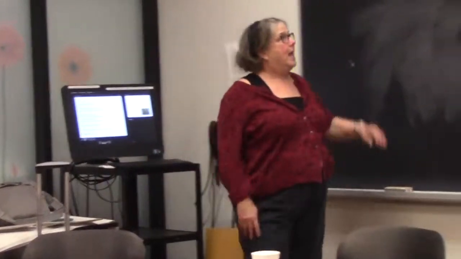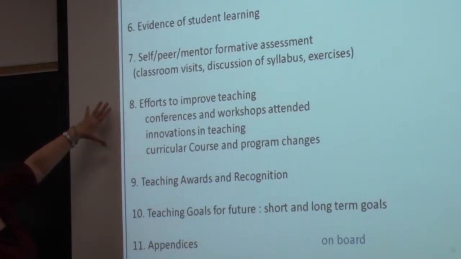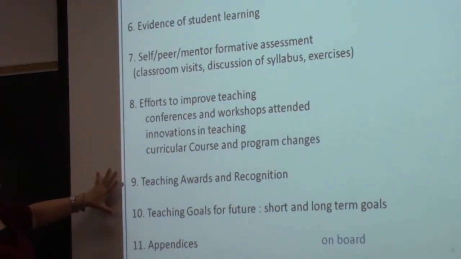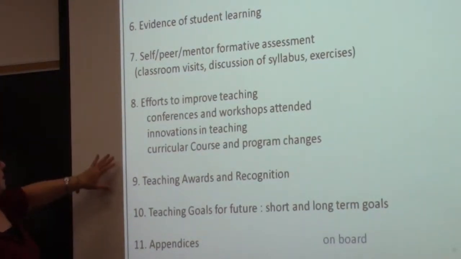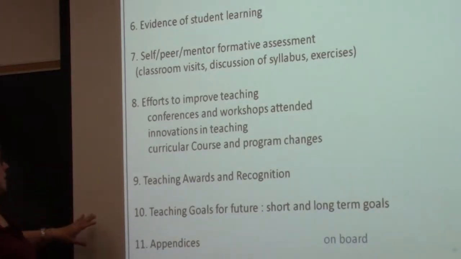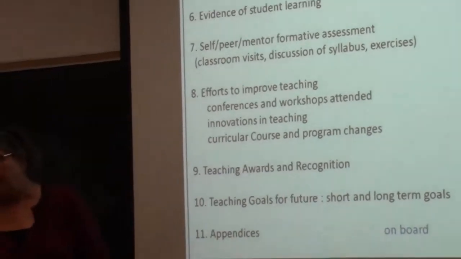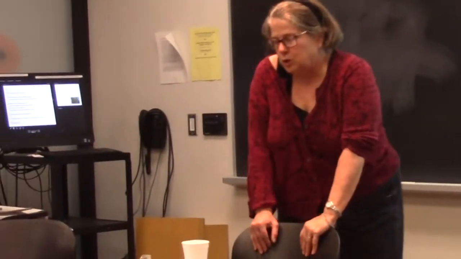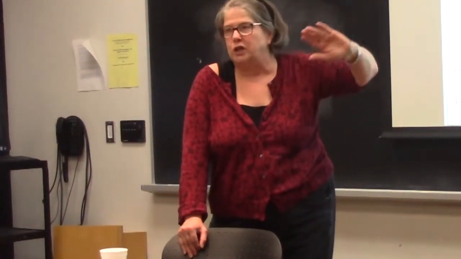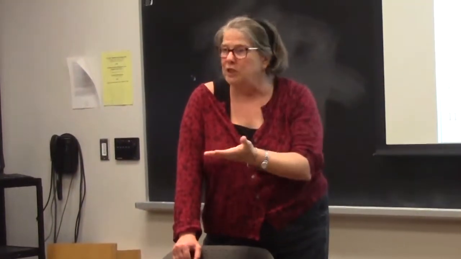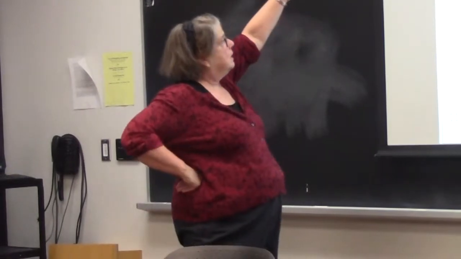And this is the rest of it, right? Evidence of student learning, self, peer, mentor, formative assessments, efforts you've made to improve your teaching, teaching awards and recognition. Even being nominated for an award is an honor. Someone put a lot of work into that. Not everybody's going to have that, obviously. Teaching goals for the future, both your short and long-term goals, and your appendix. It's especially important, I would say, in the assistant to associate professor section, that the group has a sense of your trajectory for the future. For the promotion, they've seen you long enough, they know you're with it. All right? So that's one way to do it.